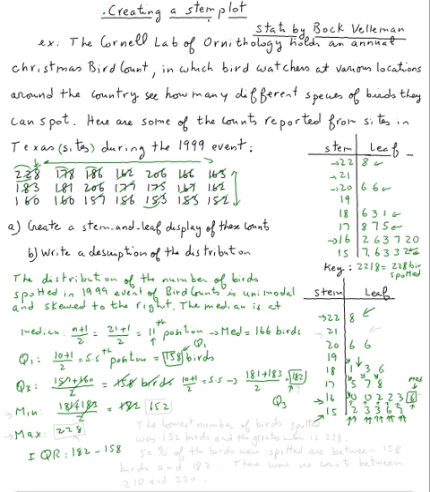So let's rewrite all this down. It's easier to start with the min than the max. So we're going to say the lowest number of birds spotted was, what's the lowest one? 152 birds.